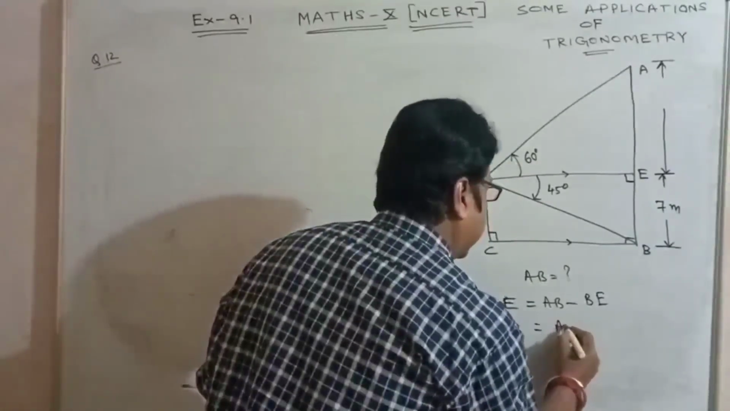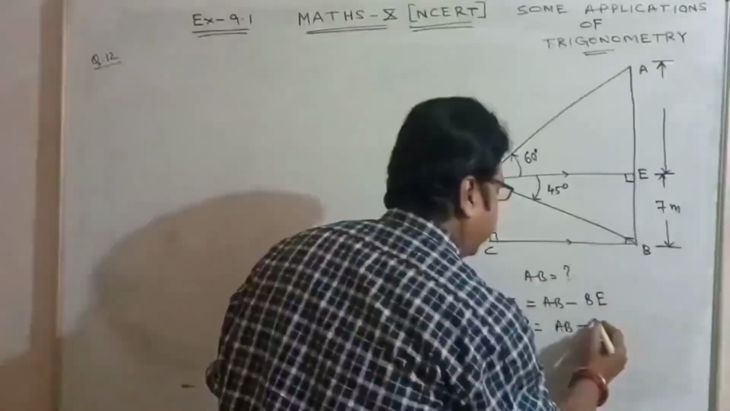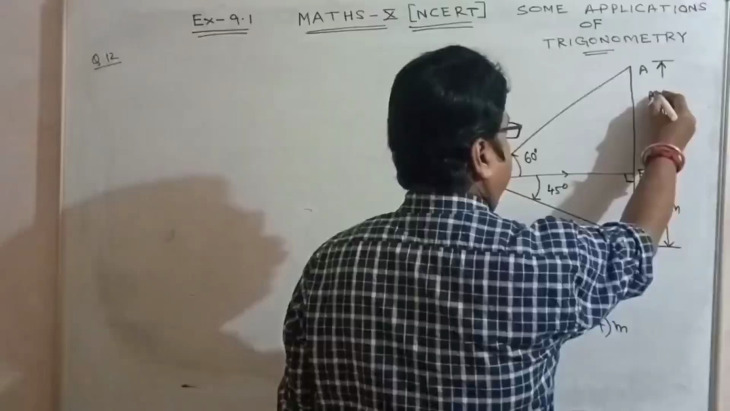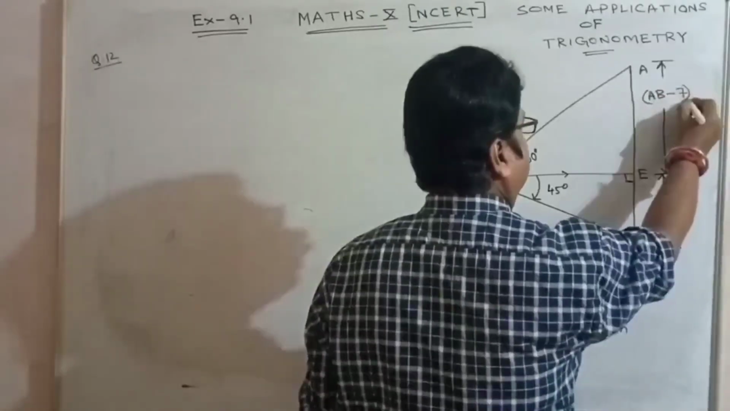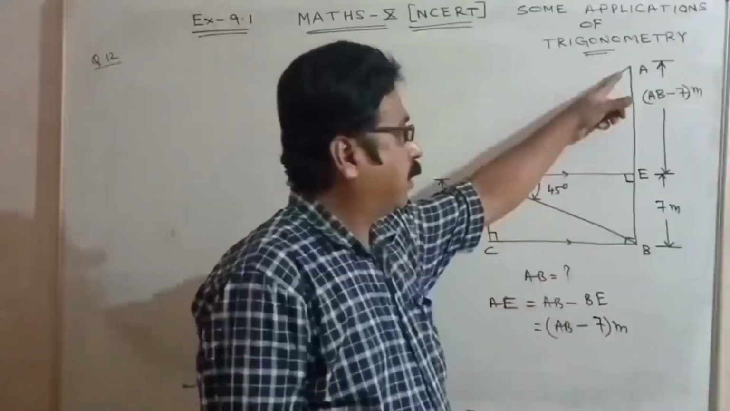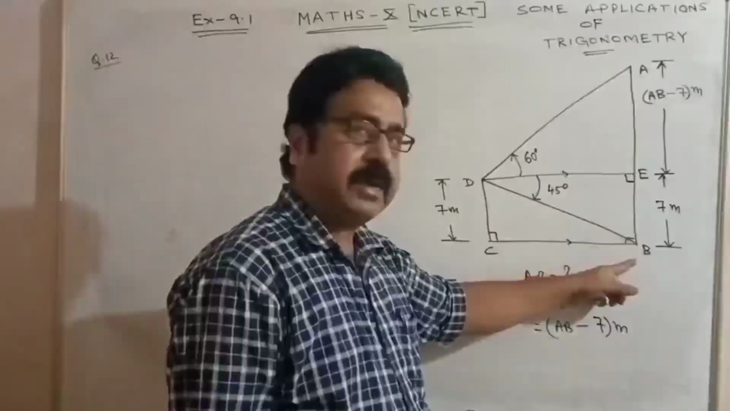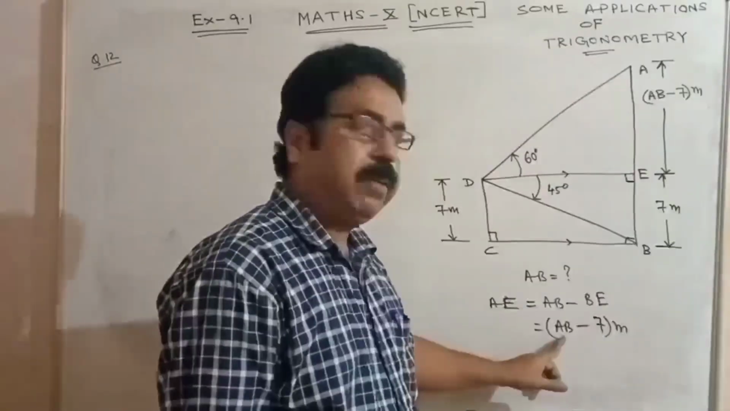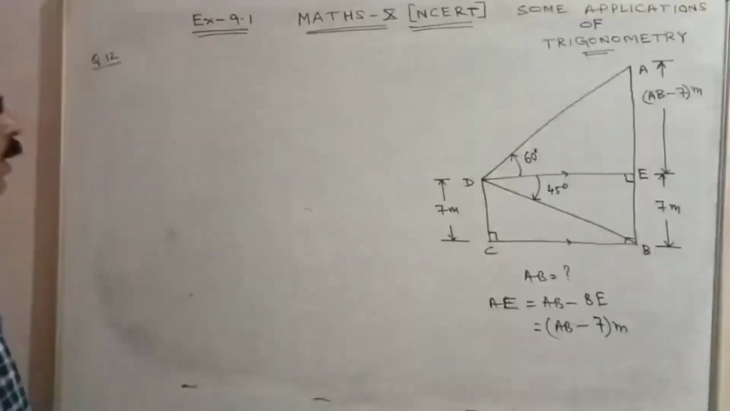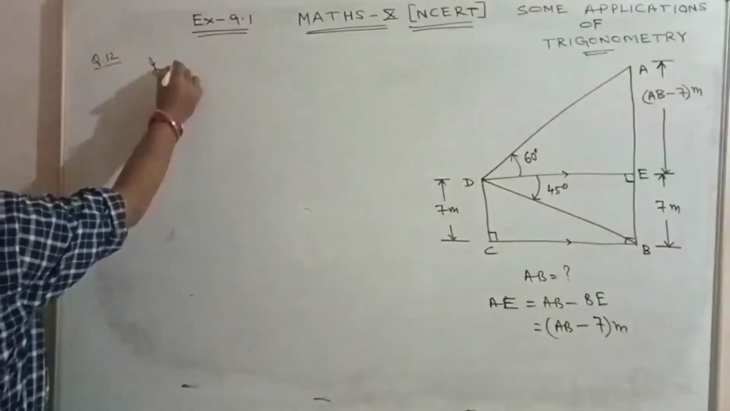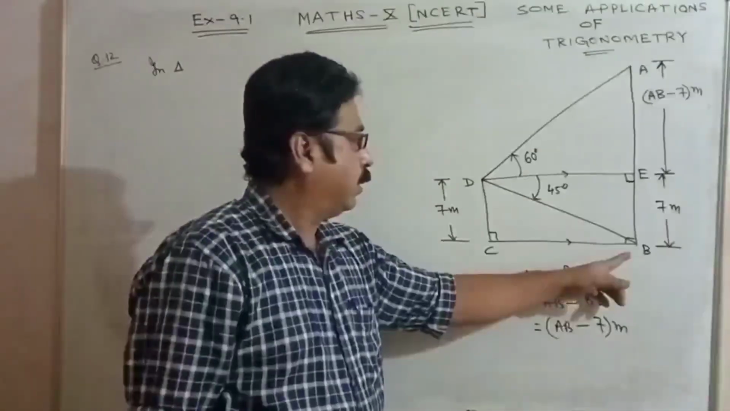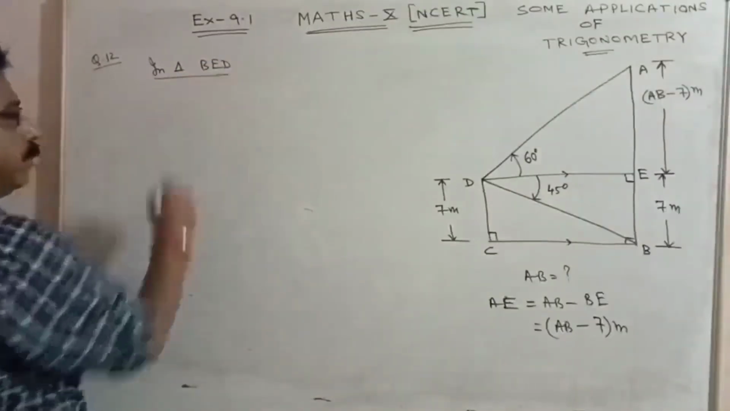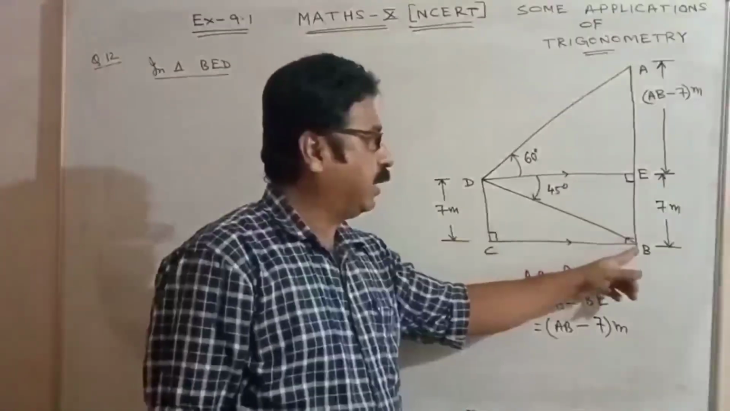AB minus BE, BE is 7 meter. So we can write here AB minus 7. Total height is AB. From AB we are subtracting BE because BE is known. We will get AE. That means AE is equal to AB minus 7 meter. In triangle BED, 45 degree, opposite side BE, that is perpendicular.